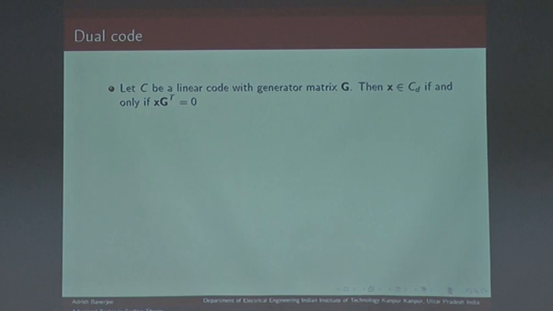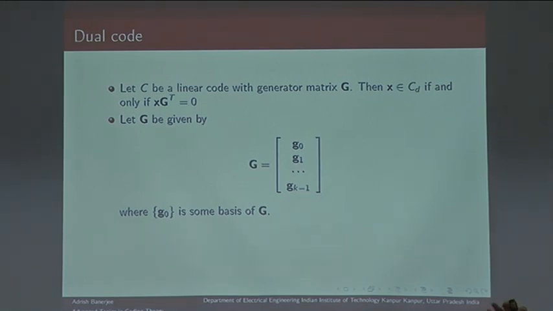The second property I am going to show is: let C be a linear code with generator matrix G. X belongs to the dual code if and only if X G transpose is 0. In other words, the generator matrix of the original code is the parity check matrix of the dual code, and the parity check matrix of the original code is the generator matrix of the dual code.